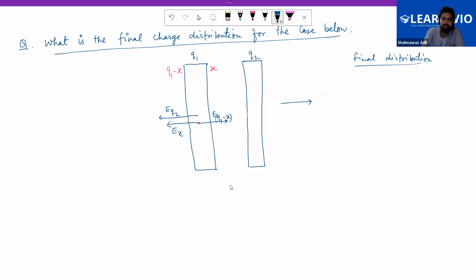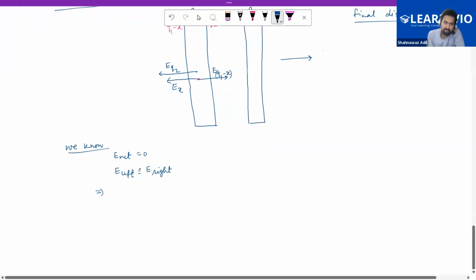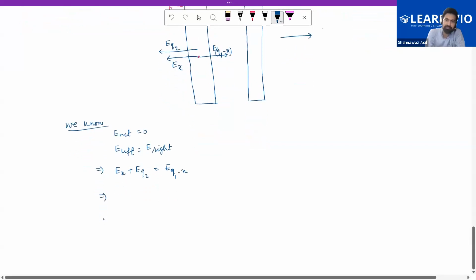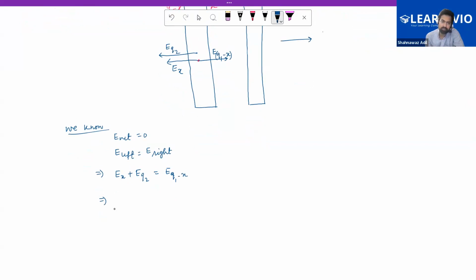Now we know that E net is 0, so E left is equal to E right. So the first one, E left, is E_x plus E_Q2, and E right is simply E_(Q1 minus x). So now what would be E_x? E_x would be E_(Q1 minus x) minus E_Q2.